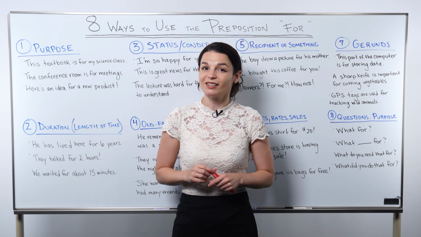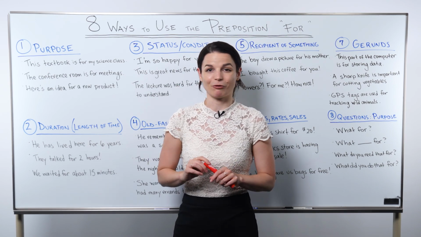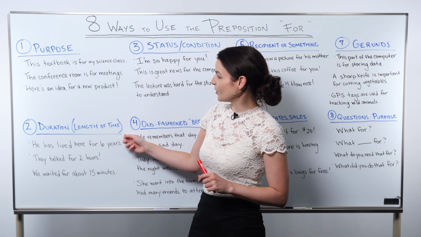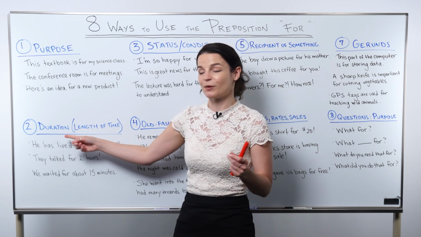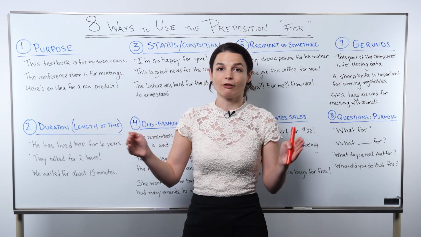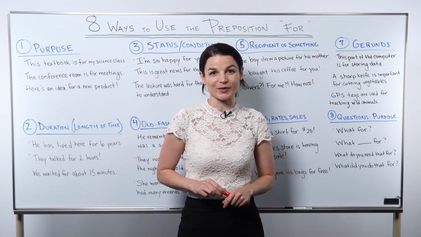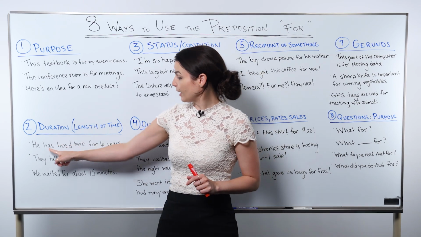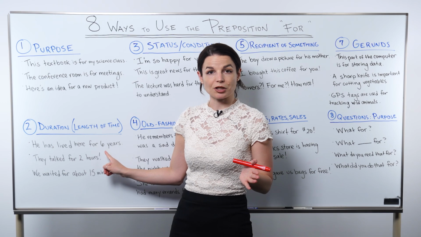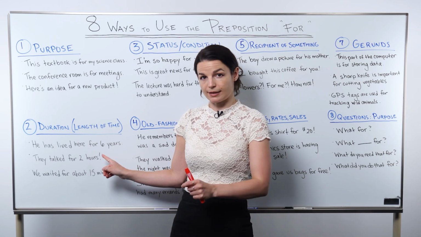Okay, let's continue to the second use of for in this lesson. The second use is duration. Duration means length of time. Let's look at the examples here. First, he has lived here for 6 years. He has lived here for 6 years.